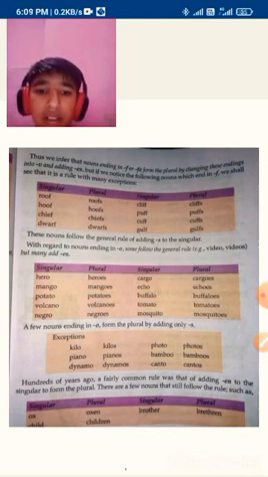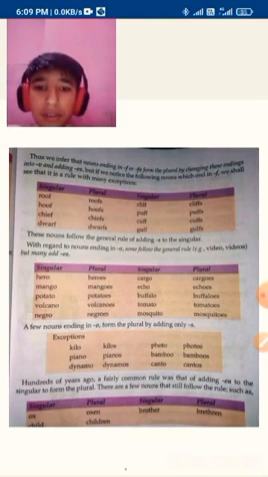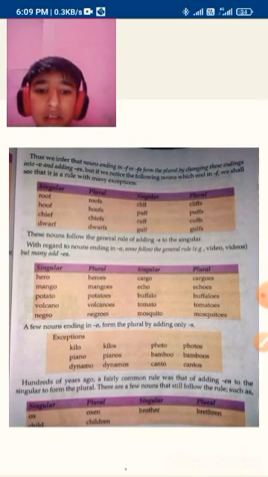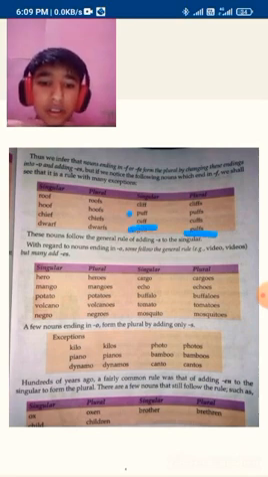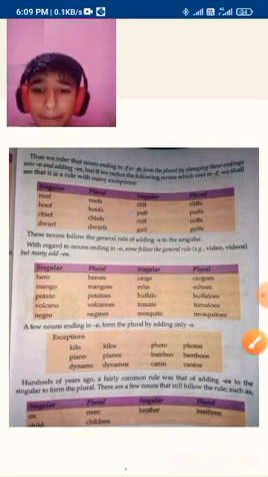But if you notice the following nouns which end with f, that is the rule of many exceptions. Roof, roofs; hoof, hoofs; cliff, cliffs; puff, puffs. These nouns follow the general rule of adding s to the singular, for example, cuff, cuffs. As you can see here.